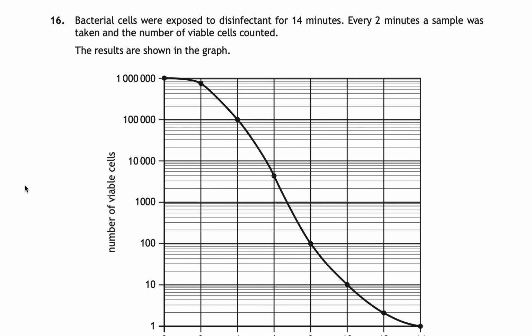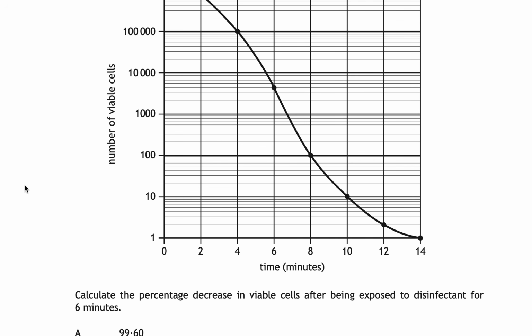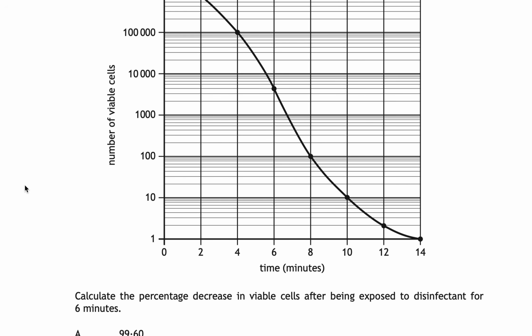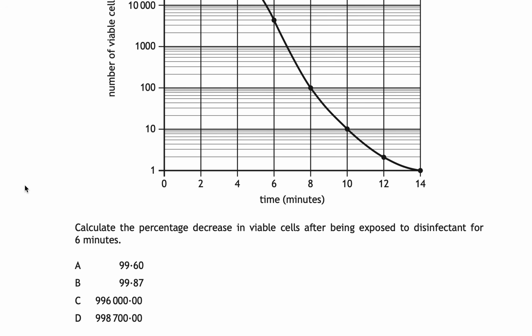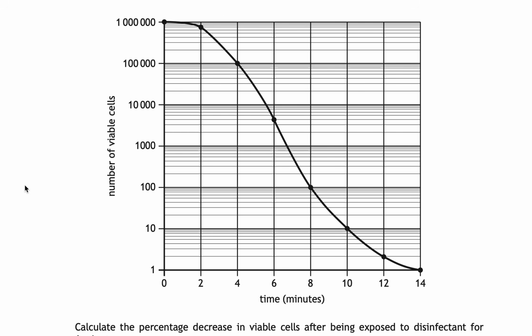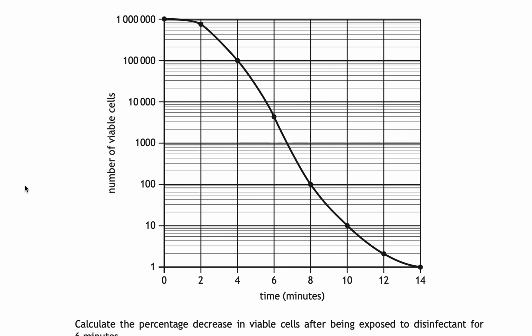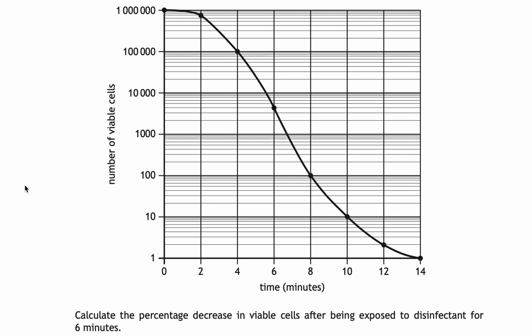Question 16, again, I'll try and move this down so you can see all of it, says bacterial cells were exposed to disinfectant for 40 minutes. Every 2 minutes, a sample was taken and the number of viable cells was counted. The results are shown in this graph. It says calculate the percentage decrease in viable cells after being exposed to disinfectant for 6 minutes. Again, there are some answers here, but if I just leave it here, you should be able to work out the percentage decrease anyway after 6 minutes.